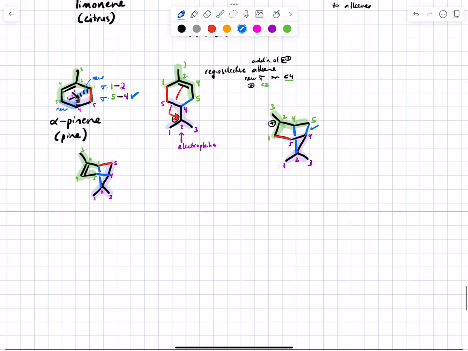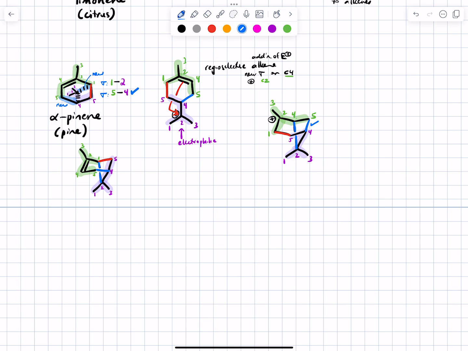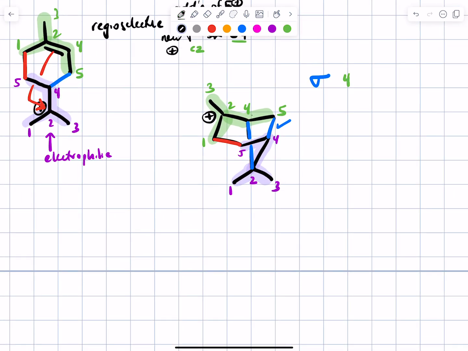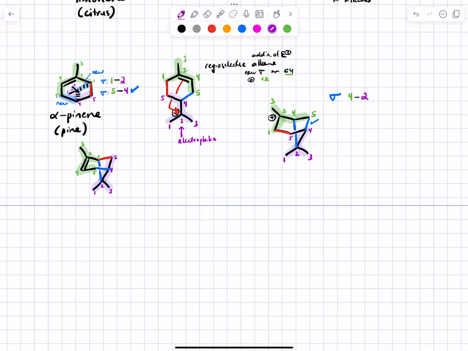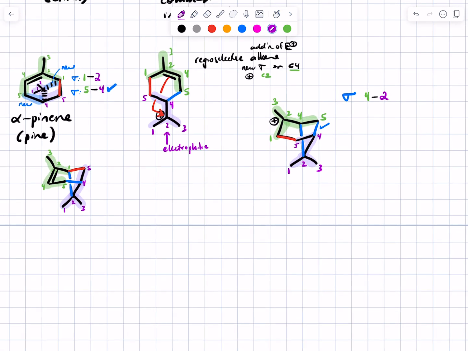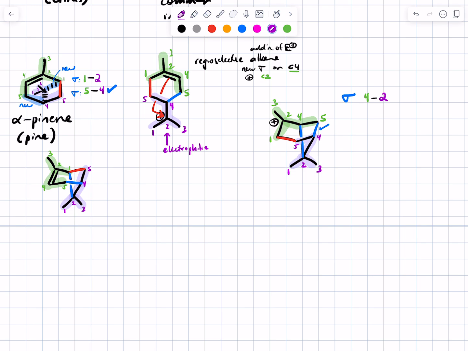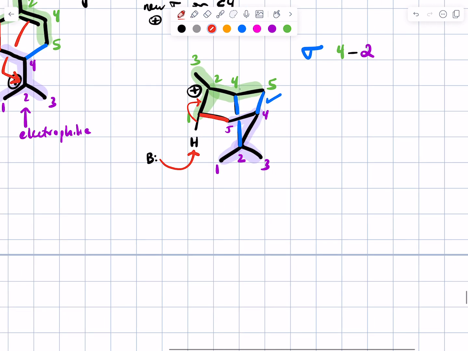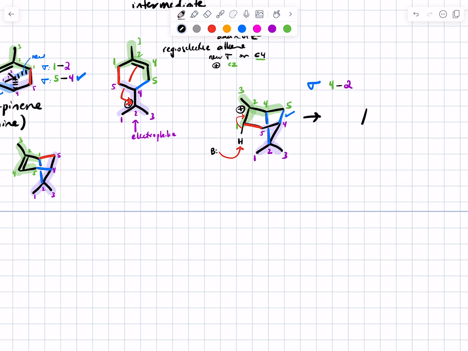Okay, so it looks like I just made a new sigma bond between green 4 and purple 2. Is that okay? Is there still a way to get to my desired product? The answer is yes, because in my desired product, I need a double bond here. And I have a positive charge there. So it's reasonable to imagine that a base can do an E1 style elimination step to get me my desired product.